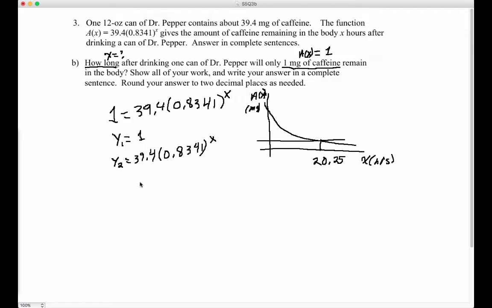All right, so it says rounding our answer to 2 decimal places as needed, and we're supposed to give complete sentences for every one of these. So we would say after 20.25 hours, there will be 1 milligram, 1 mg of caffeine in your blood.